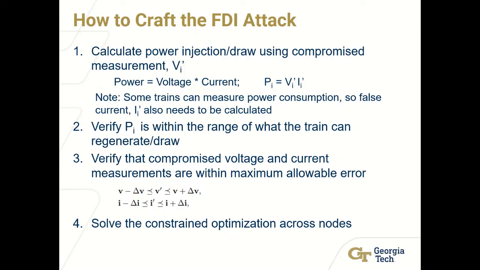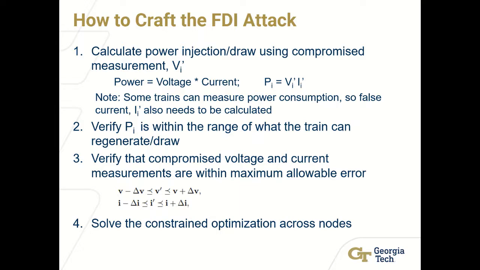Now that you've seen how the attacks can affect the surrounding nodes, let's look at how to craft this false data injection attack. The first step is to calculate power injection or draw using compromised V sub I prime, compromised voltage measurement. Using Ohm's law, you can use this to calculate the power and either set or specify the current. Typically, you would want to identify how much power you want to feed into the system, and then proceed to identify your voltage and currents. It's worth noting that some trains can measure power consumption, not just voltage, so a false current reading, I sub I prime, also needs to be calculated.